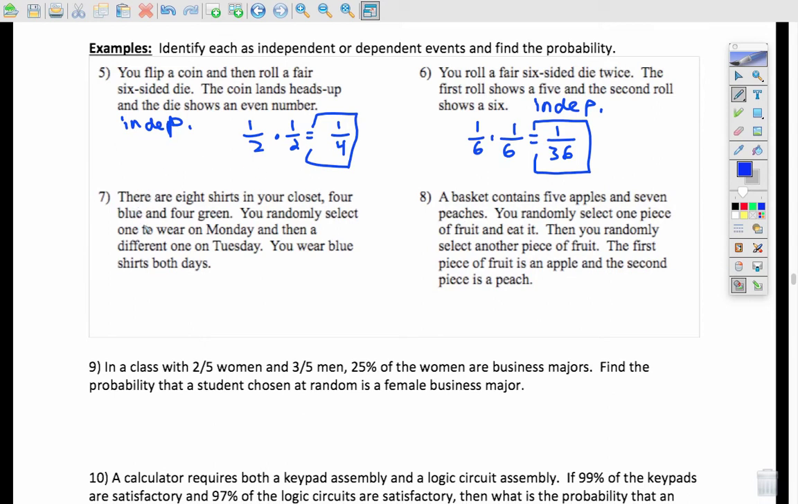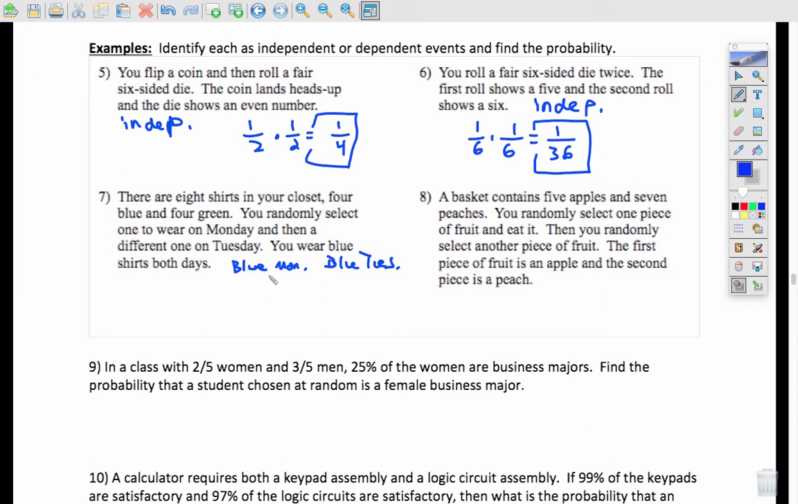Okay, hopefully pretty easy so far. All right, now there are 8 shirts in your closet, 4 blue and 4 green. You randomly select one to wear on Monday and a different one on Tuesday. What's the probability you get blue shirts both days? Okay, well, in order for this to happen, you have to get blue on Monday and blue on Tuesday.